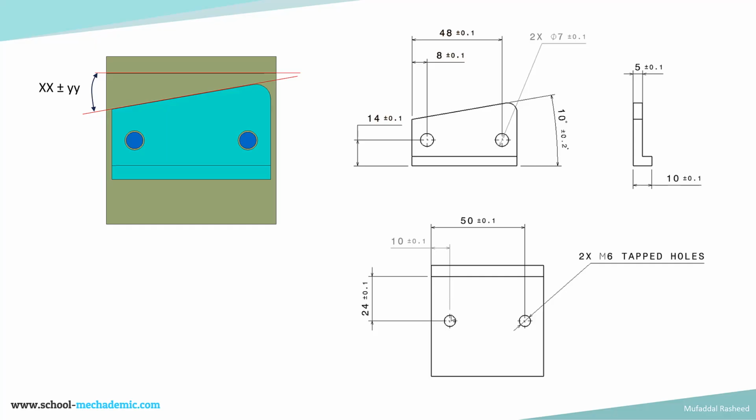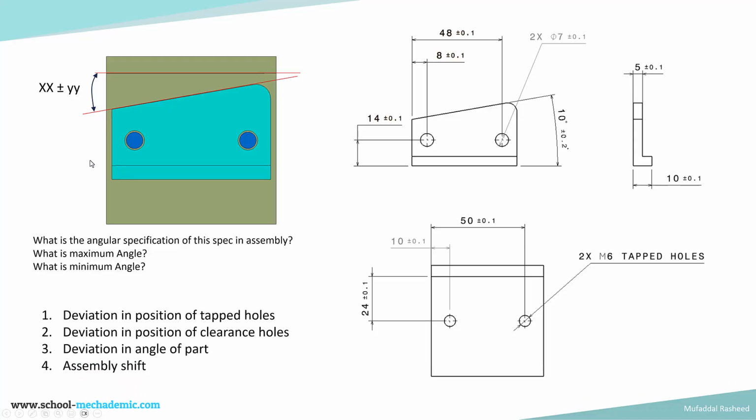For the base block, these are the two holes. These are M6 tapped holes, and the position of these holes is toleranced as shown. So these are the two drawings. Based on these two drawings, we will calculate what the specification of this angle in the assembly is, what the angular specification is, what the maximum angle is, what the minimum angle is. We want to calculate this, and we will do this by understanding various sources of deviation.